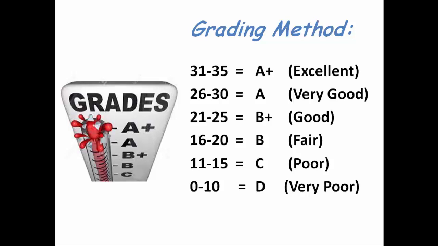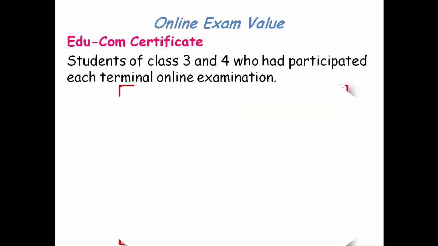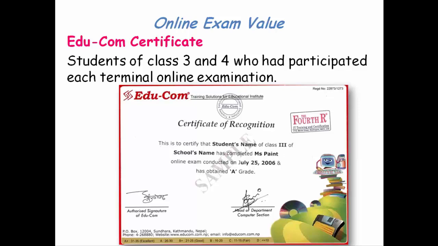Usually, after giving an exam, you will get a mark sheet. Here, since we are giving a grade, you will have a grade slip in each terminal exam. But there is a condition applied. This is a grade slip that is issued for all the students who attempt the online examination. But if any student misses any terminal exam, he or she won't get this grade slip as well as the certificate at the final result day. This one is a certificate for class 3 and 4, and this one is from class 5 onwards.